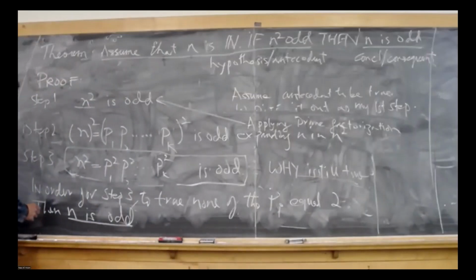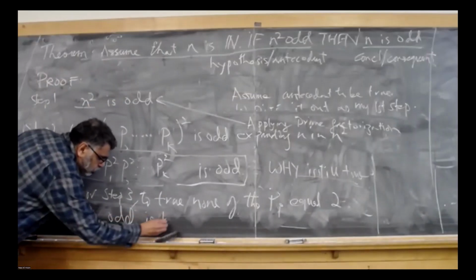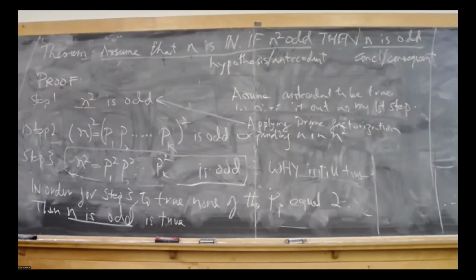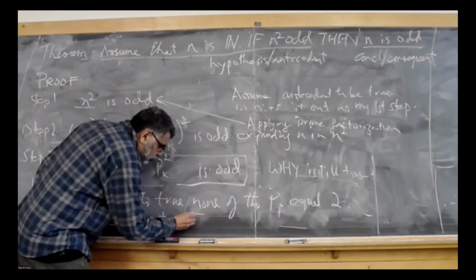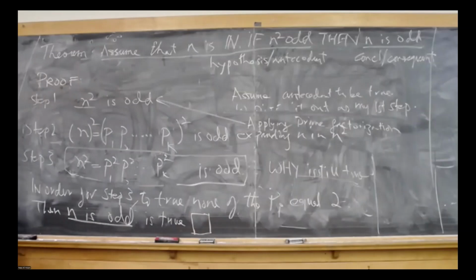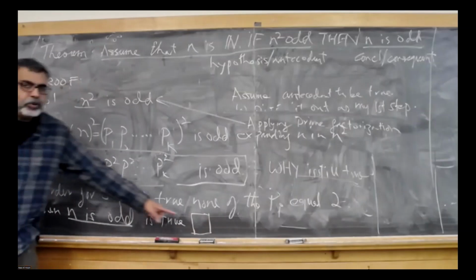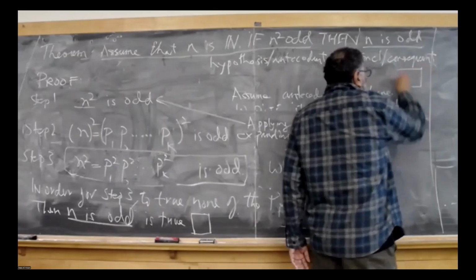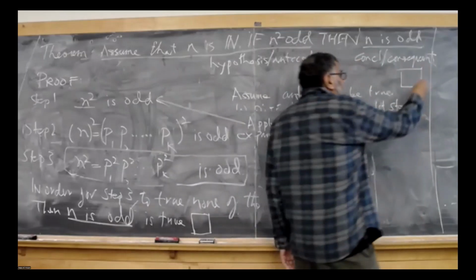So I could write then n is odd is true. And then what you do to complete the proof is you put a box here. And the box is what tells you that the proof is done. So this square box, or people used to write QED.